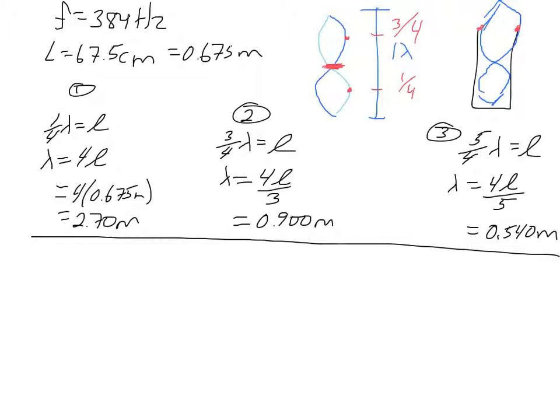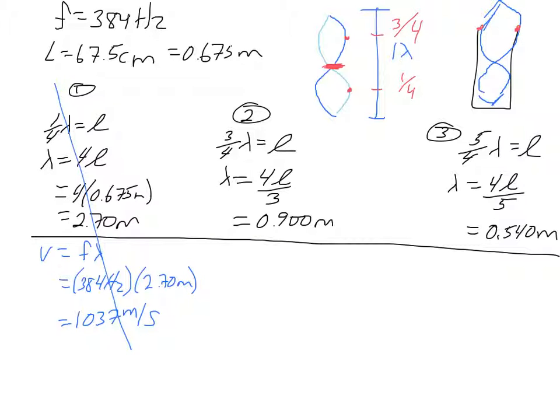So my formula here is going to be that our speed of sound is equal to our frequency multiplied by our wavelength. So that means we're going to do our frequency, which is 384 hertz, multiplied by our wavelength, which is 2.70 meters. That is going to get me an answer of 1,037 meters per second. So that answer is way, way, way too high, which tells us that it must not be this first point of resonance. Our tube must be longer than that because sound can't possibly go that fast.